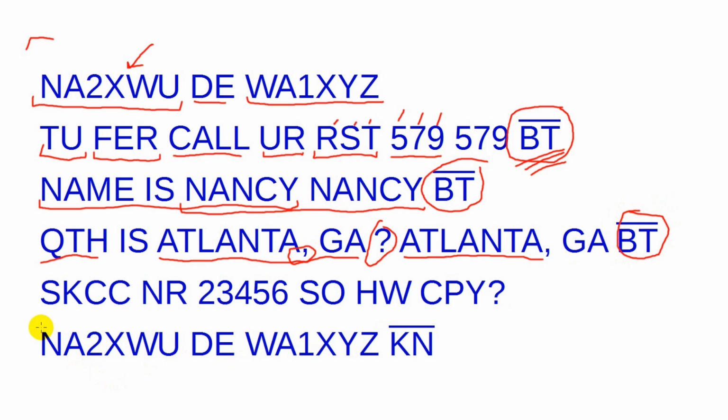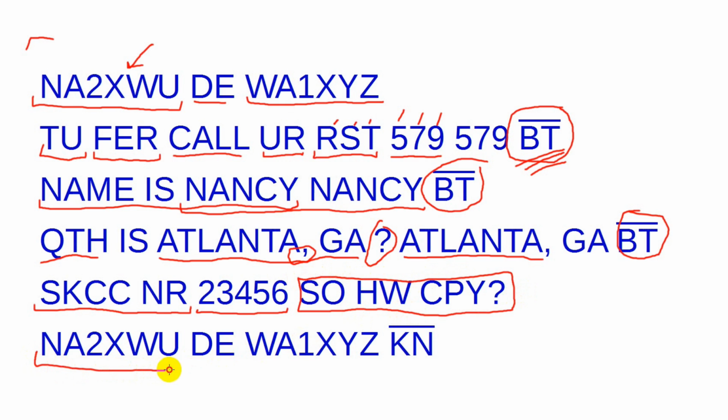Nancy is a budding CW enthusiast and wants to trade straight key Century Club numbers, so she gives hers, with NR meaning number. She then wants to turn it over to Ahmed, so she asks, "So how copy?" meaning she's asking Ahmed how well he's copying her transmission. Then she sends Ahmed's call sign followed by hers and the prosign KN.